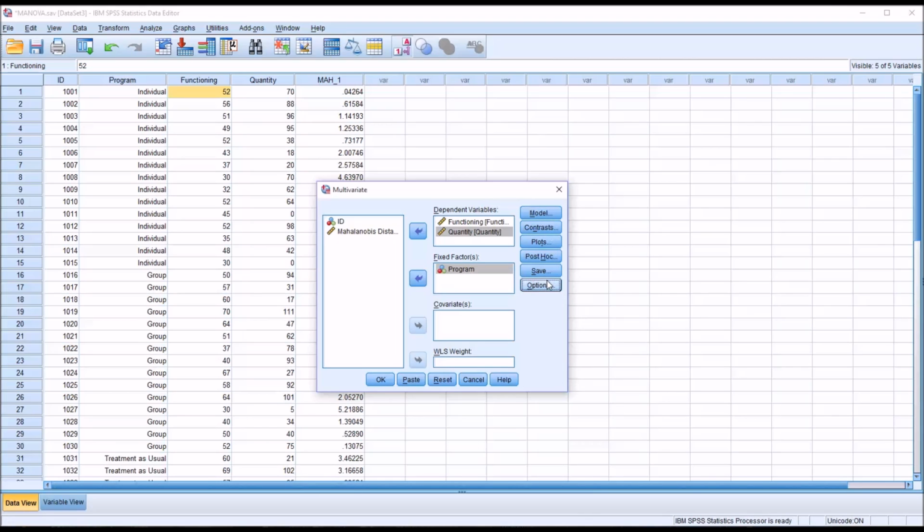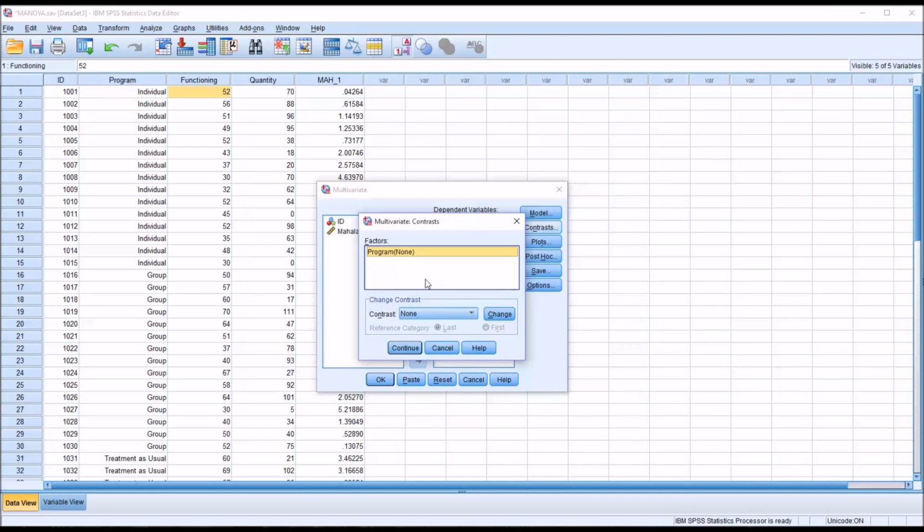So looking at our buttons here to the right, the model is going to stay the same. Contrast, just to show you how this works, I'm going to add a simple contrast, and you can choose the reference category. You have a choice, last or first. If you're looking at an analysis like this, we're really comparing individual therapy and group therapy to treatment as usual. So it makes sense for the reference category here to be the last level of the independent variable, which is treatment as usual. So I'm going to leave that as last, and make sure here you click Change. So you can see program simple.